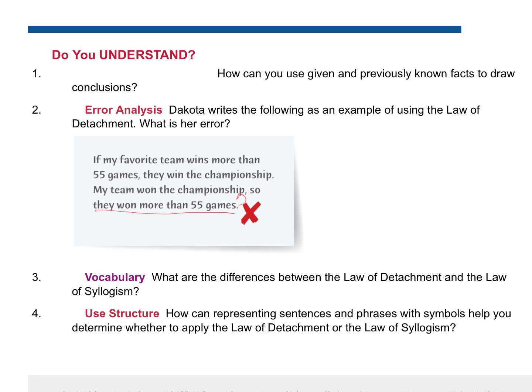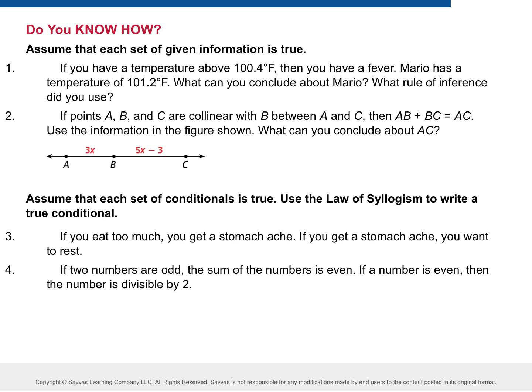On number 3, what are the differences between law of detachment and law of syllogism? What's the difference? How many statements does detachment have? 1. How many statements does syllogism have? 2. Yep. I'm skipping 4. We're jumping over to 5, 6, 7, and 8. Go solve those 4 problems. You're either going to use detachment or syllogism. You have to determine which one. Let's talk about these together.